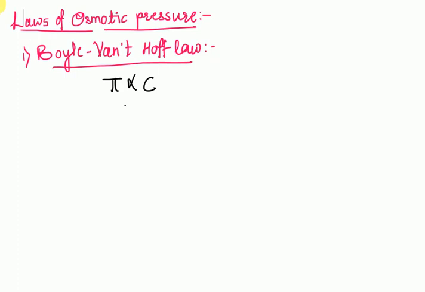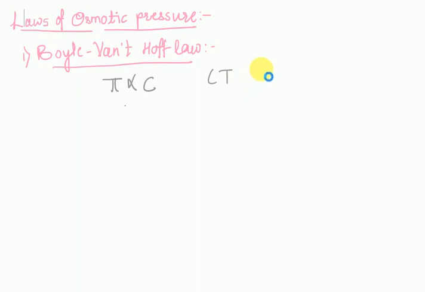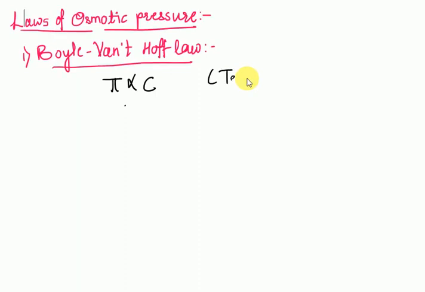When temperature is constant. If V liters of the solution contain n moles of the solute, then the concentration of the solution is the number of moles of the solute per volume of solution.